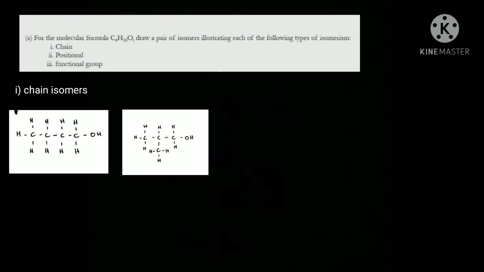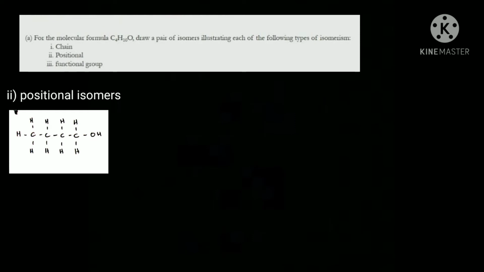From what we learned, chain isomers will only change the carbon chains, but not the functional group, which is OH. So that means OH will remain at the first carbon. So we draw 3 carbon and we put the CH3 at the second carbon. So the IUPAC name for this chain isomer is 2-methyl-1-propanol.